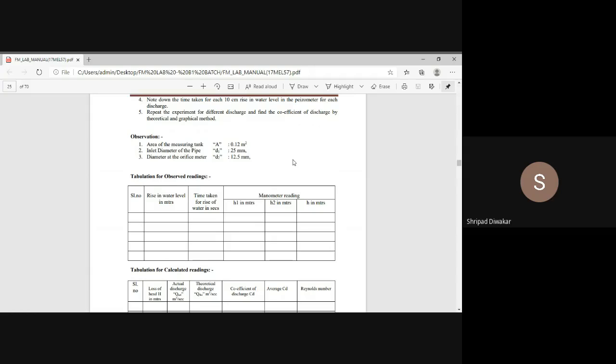This is very simple. You are going to take only four readings. The rise of water level is constant, that is 0.1 meter. You only have to note down these three readings: time taken, H1 and H2. Only three readings you have to take.